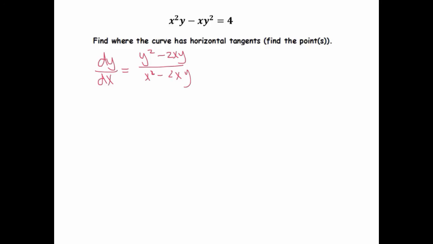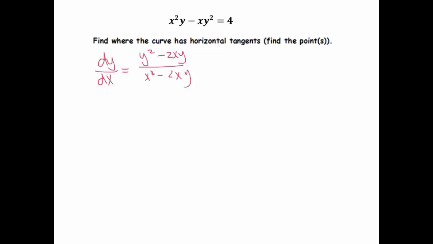In the last video, we were analyzing the curve x squared y minus xy squared equals 4, and we used implicit differentiation to find its derivative, which is given here. So if you want to see that derivation, go ahead and go back to that prior video and watch it. But what we want to do now is answer this question, which is another common question: find where the curve has horizontal tangents. So let's remind ourselves what that means.